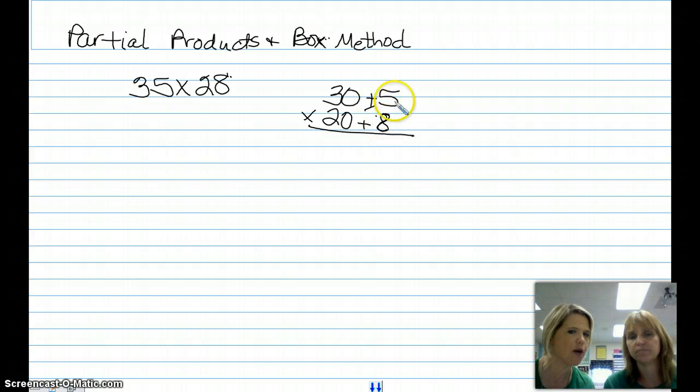So what's happening is we're going to need to do our partial products. We're going to take 8 and multiply it by 5, and then we're going to take 8 and multiply it by 30. A lot of kids forget to multiply it by 30. So 8 times 5 is 40. Now this goes back to yesterday's lesson. 30 times 8, I can take 8 times 3, and then add the 0 to the end. So 8 times 30 is 240.